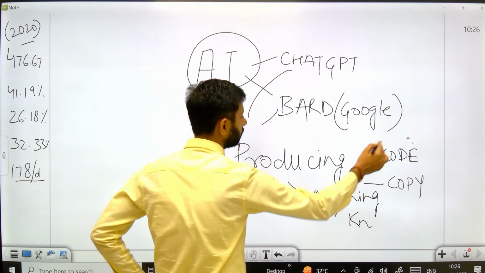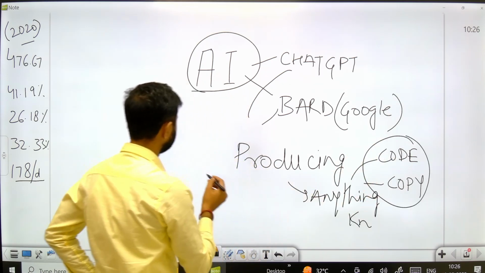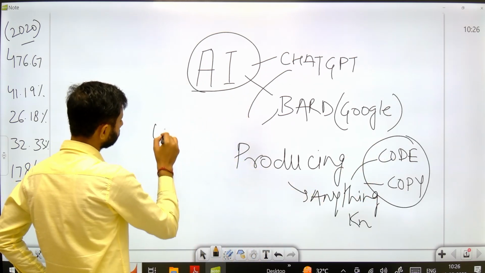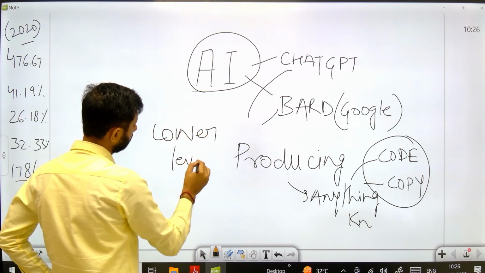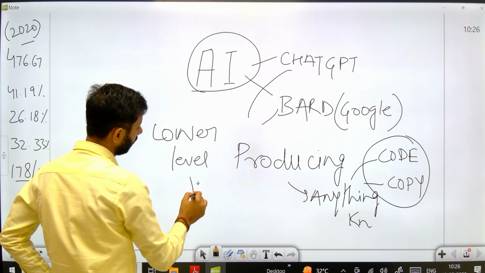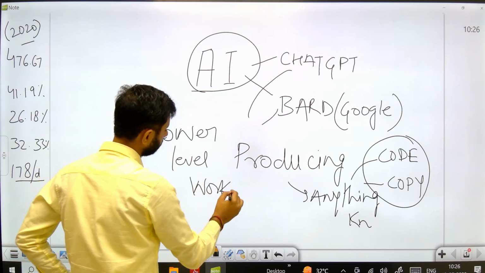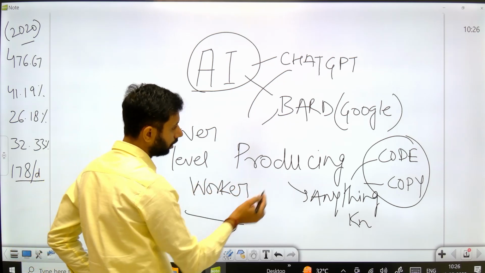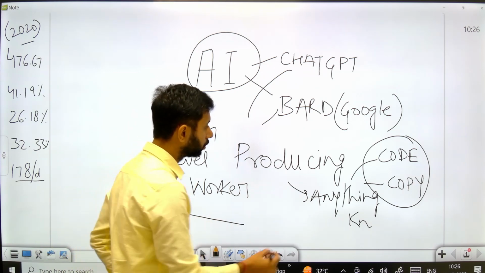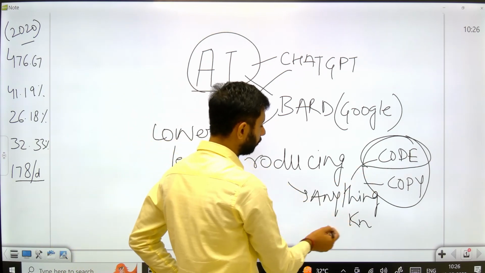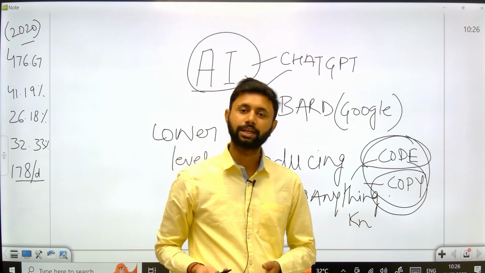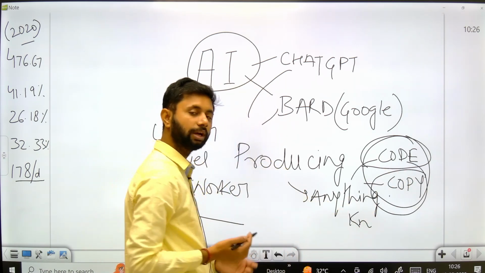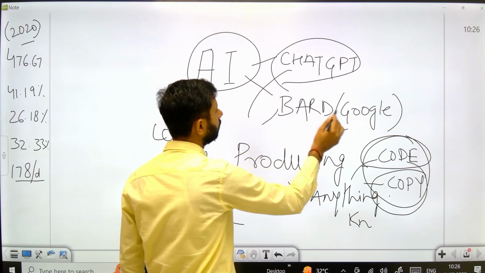So these things will obviously affect the lower level workers in a hierarchy, in a company where the workers are at the base level. This will directly affect them, because the basic codes, basic copywriting, basic advertising, basic designing, these all tasks can be done by ChatGPT.